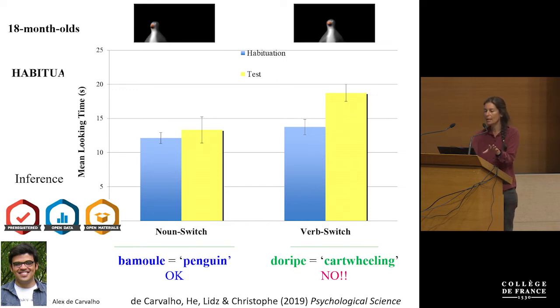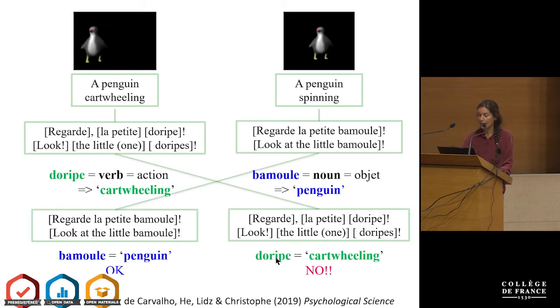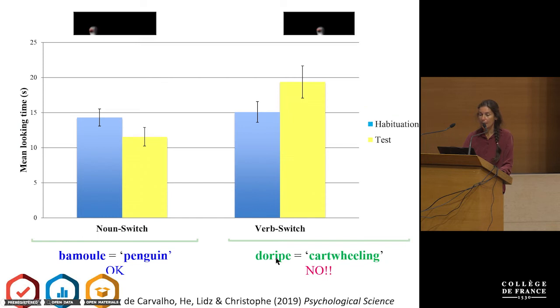So that's with plain function words, right? Elle, Dori, and c'est une bamoule. He did the same thing exactly with the prosody manipulation. So now here you have, "Oh, regarde la petite Dorip," meaning the little one is doriping, or, "Oh, regarde la petite bamoule," meaning look at the little bamoule. And the kids do exactly the same thing here. You see that the verb switch kids are surprised relative to the noun switch children.